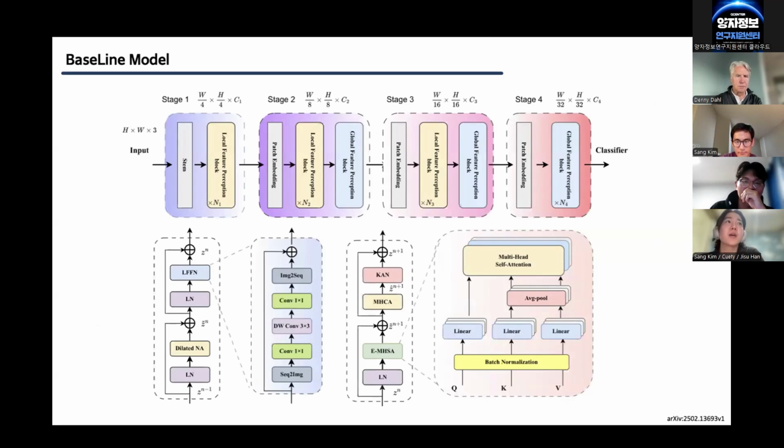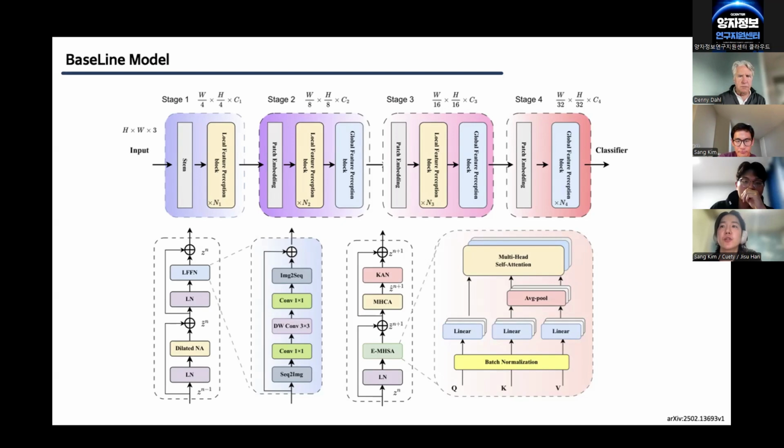We chose MedViT version 2 as our baseline model. MedViT version 2 is a hybrid backbone designed for medical image analysis, combining CNNs for local feature extraction and transformers for global context. The architecture is composed of 4 stages.